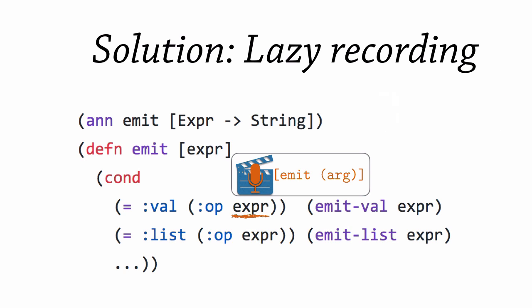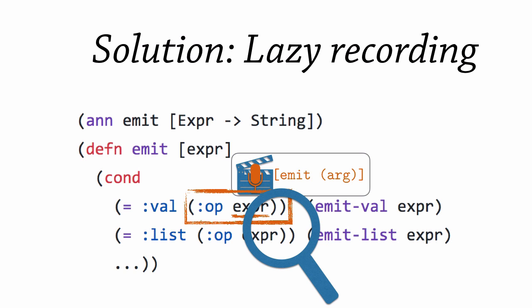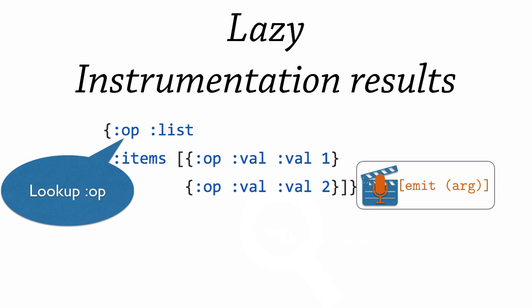So something interesting happens here, because there's an eager operation. We have to look up a value out of this map. Let's have a look and see what actually happens at this point. We have this data structure that we've been looking at. The operation that we're going to have is to look up the op entry, which is going to be a list. But this whole thing is wrapped in a lazy recording, and it knows that it's emit's argument.